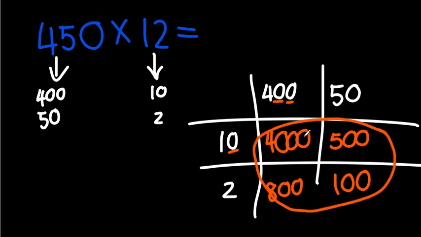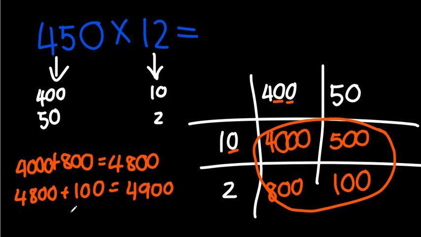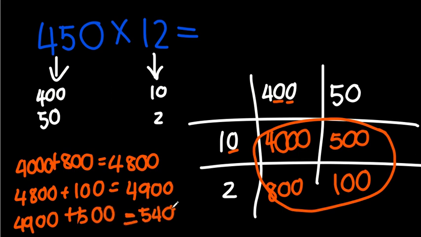So 4,000 plus 800. Let's just write that down just so we keep track of it. 4,000 plus 800, so we got 4,800. 4,800 plus 100, we got 4,900. And then 4,900 plus that final 500 is going to give us 5,400 as our total answer for that one.